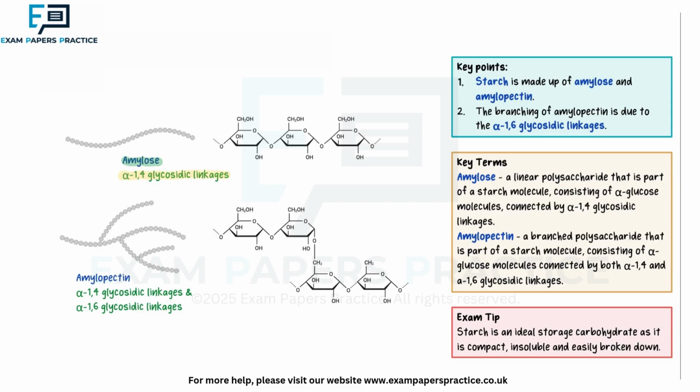This long amylose chain coils to form a more compact molecule. Amylopectin is also made up of alpha glucose molecules, but this time it is a branched polysaccharide because as well as alpha-1,4 glycosidic linkages, there are alpha-1,6 glycosidic linkages. Together, these two molecules form starch. Starch is insoluble, and the branching makes it more compact and easily broken down by the enzyme amylase, so this makes it an ideal storage carbohydrate of plants.